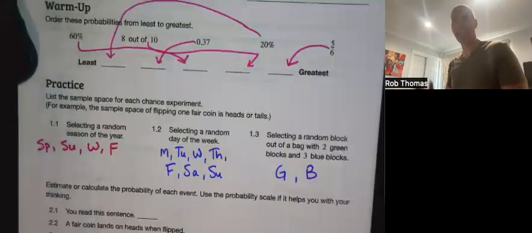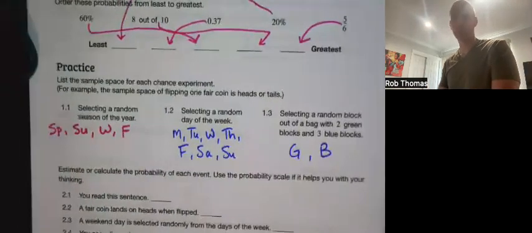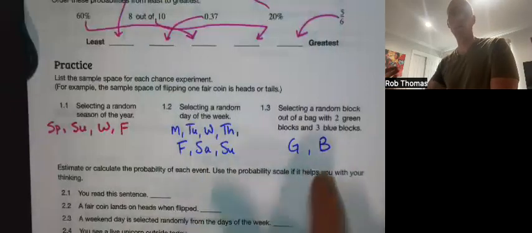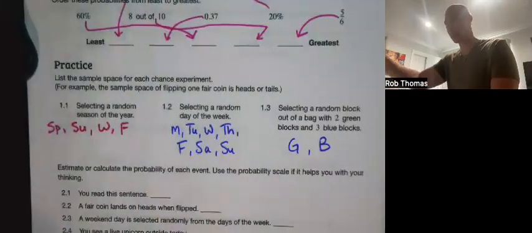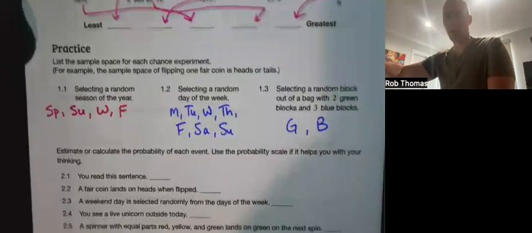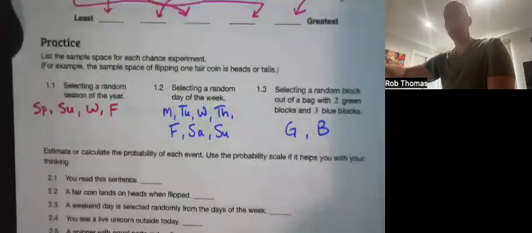Whichever one's more likely or whatever doesn't really change how you write your sample space. It would change how you use it, now that you think about it. It doesn't change much on how you write it. Okay, let's move on.